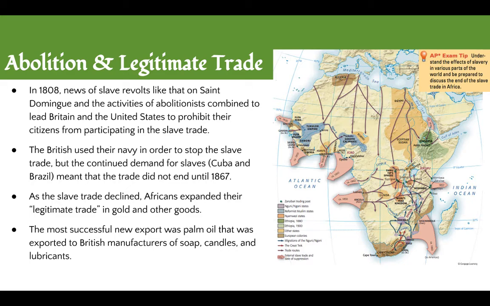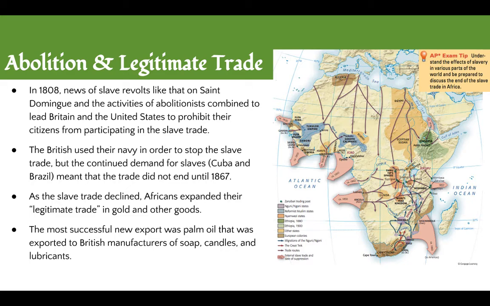The British tended to use their navy in order to stop this slave trade. But there was still a continued demand for slaves, especially in places like Cuba and Brazil, which we've talked about before. And this meant that the slave trade really doesn't end until the late 1860s.